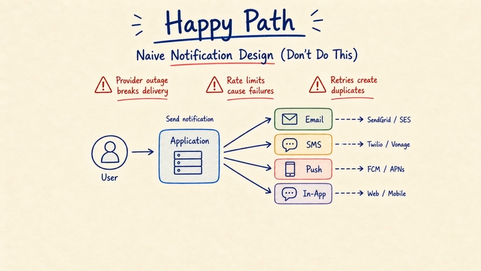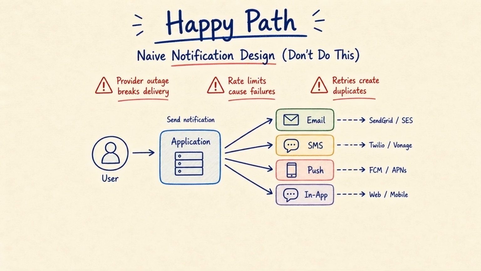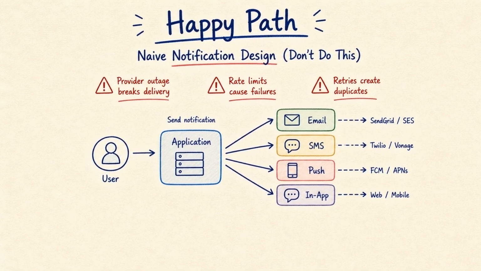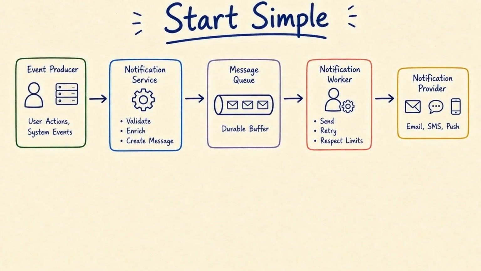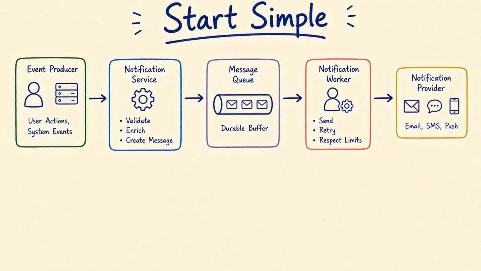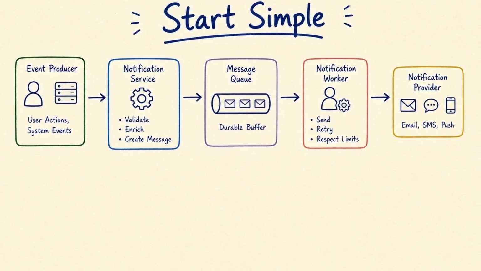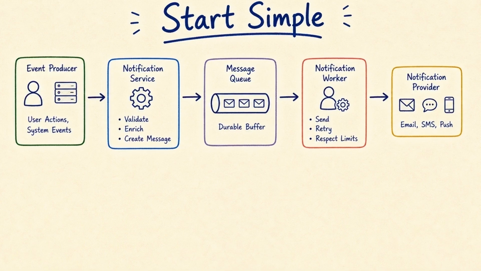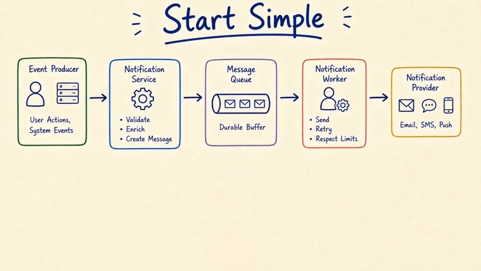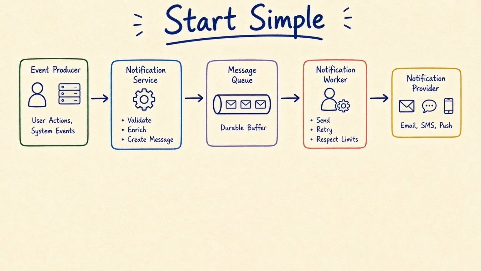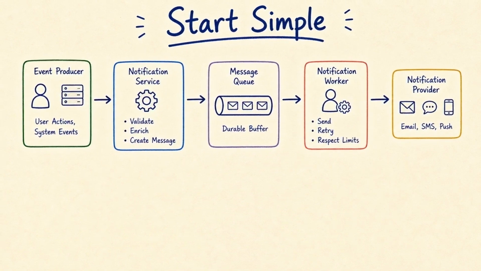For this topic, that naive version is usually that the application sends notifications directly inside the request path and assumes every provider responds cleanly. I still start simple on purpose. The smallest version that can work here gives the team a baseline before complexity earns its place.